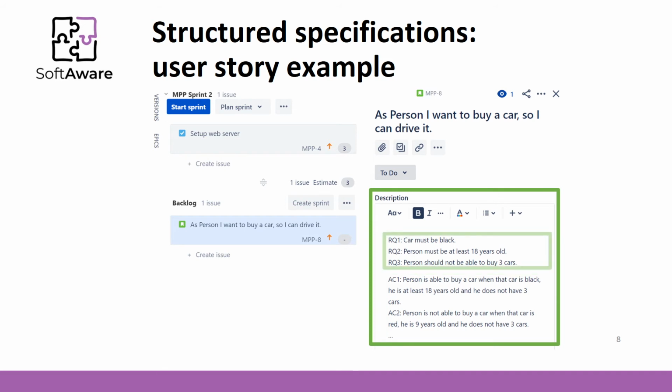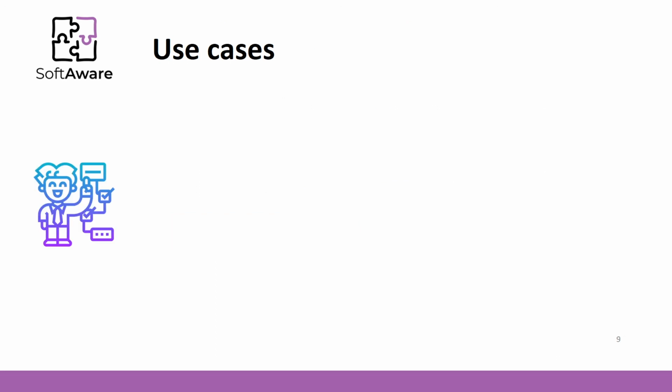Requirements are mostly marked as RQ with a certain index. In our example, we have 3 different requirements. Car must be black, person must be at least 18 years old, and person should not be able to buy 3 cars. If you don't like the description form, it doesn't mean that you cannot use this tool. Jira has many plugins, and we urge you to install and try out requirements management plugins. Let's move on to the next type of requirement specification, that is graphical notations.